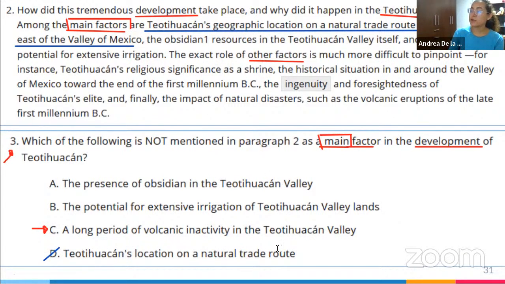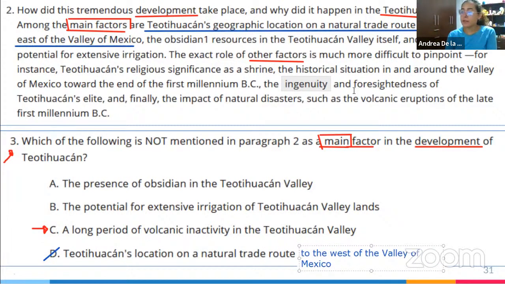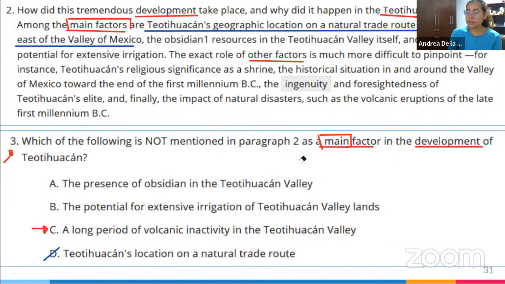Maybe option D says Tehuacan's location on the natural trade route, and maybe it says to the west of the Valley of Mexico. That's a very common trap. They include incorrect information for you to fall into. If you're in a hurry and you want to do this really fast, then maybe you're not going to read everything. You're going to skip the details. So it's important that you read everything and make sure that what you're eliminating is actually mentioned the way it is. In this case, it's correct, so we can eliminate option D.